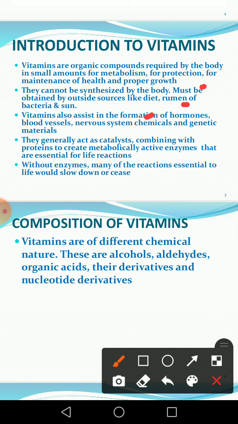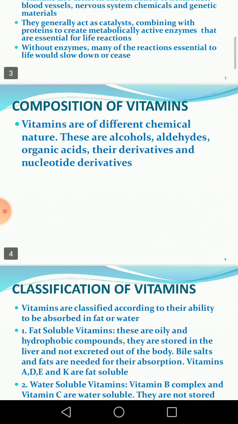They generally act as catalysts, combining with proteins to create metabolically active enzymes that are essential for life reactions. Without enzymes, many of these reactions essential to life would slow down or cease. Cease means completely end. Composition of vitamins. Vitamins are of different chemical nature. They are alcohols, aldehydes, organic acids, their derivatives, and nucleotide derivatives.